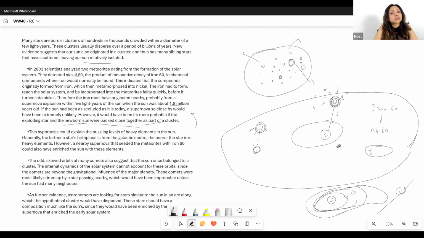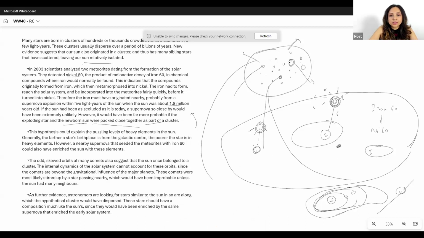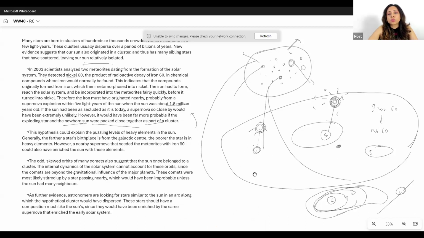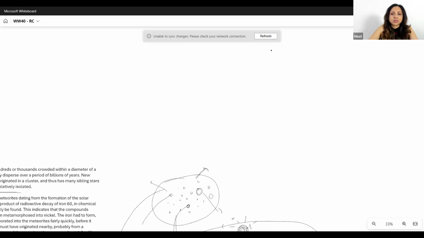So this hypothetical cluster that we were talking about right in the beginning, they're saying that this would have dispersed in an arc. So it's not like this went here and this went here and this went here. Likely they dispersed in an arc, that is, something like this. So they were moving something like this in this direction. So some star went here, then our sun came here, and then this star perhaps went much farther away. It doesn't matter, right?